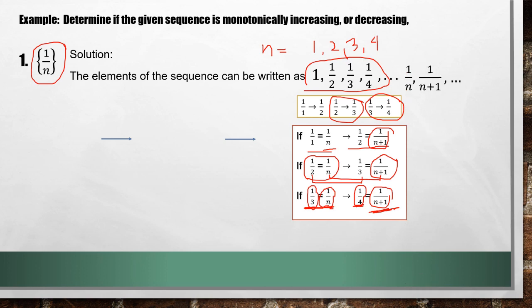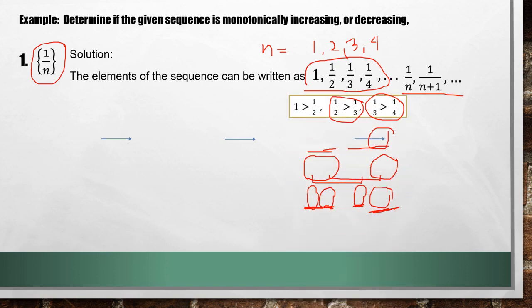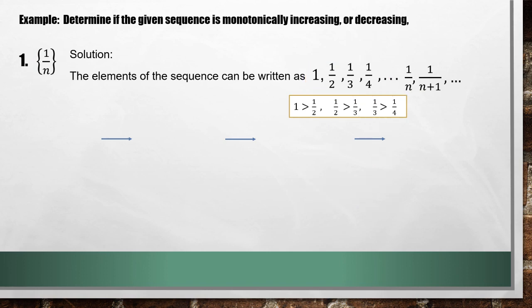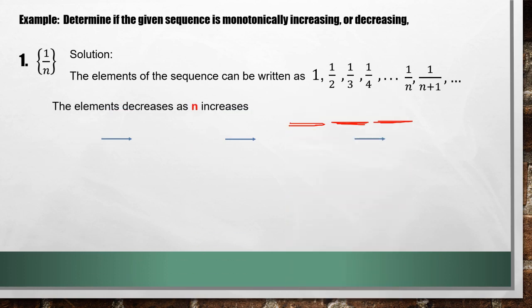Then we can say that for the rest of the terms in the sequence 1 over n, we can write it this way: 1 over n, and the next term is 1 over n plus 1. Now, if we observe, the first term, which is 1, is greater than 1/2. Then 1/2 is greater than its next term. Then 1/3 is greater than its next term. This means that the value of the sequence terms decreases as n increases.